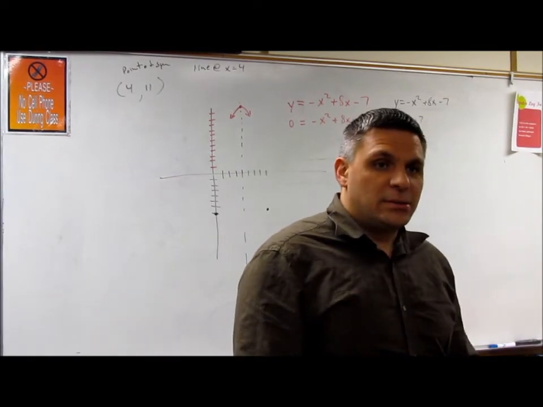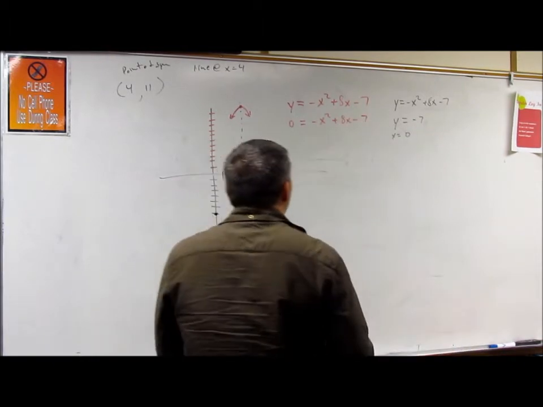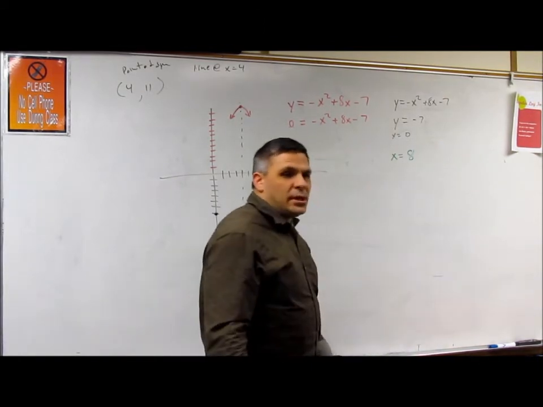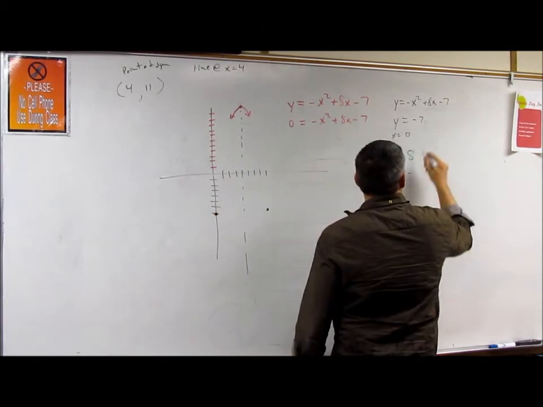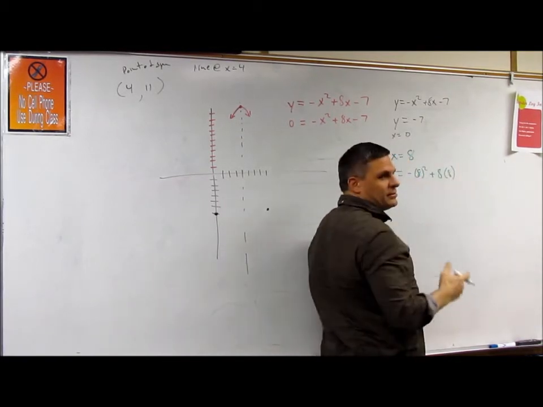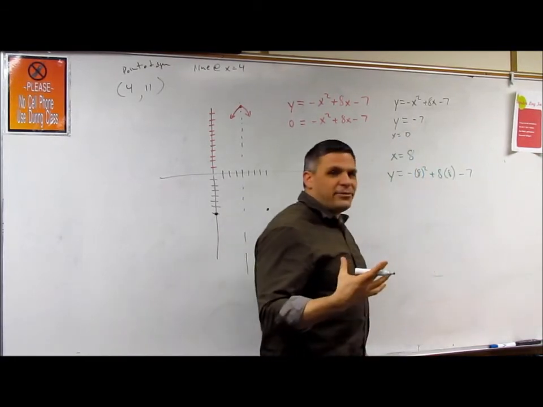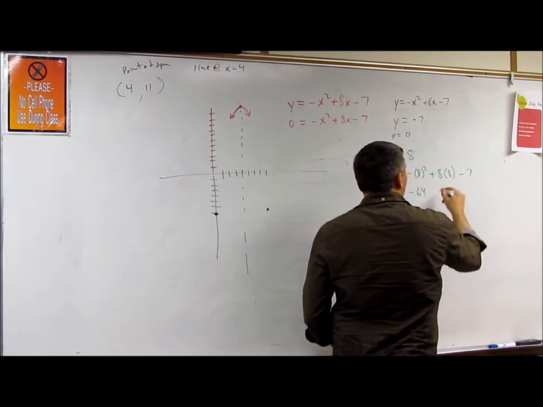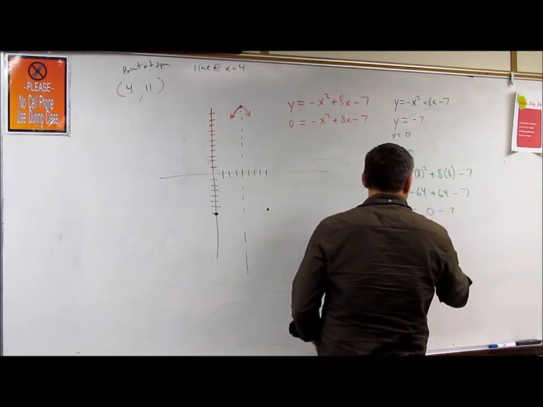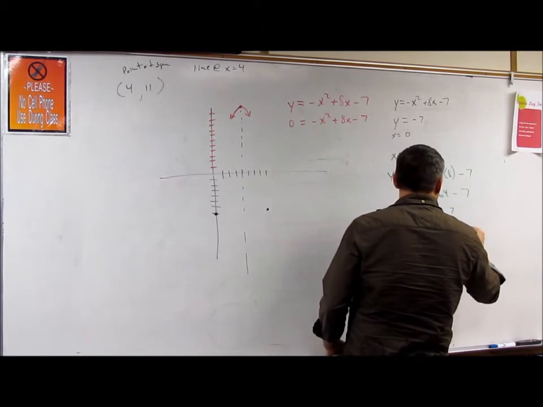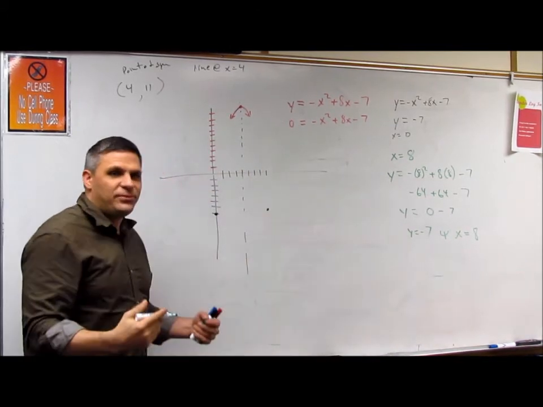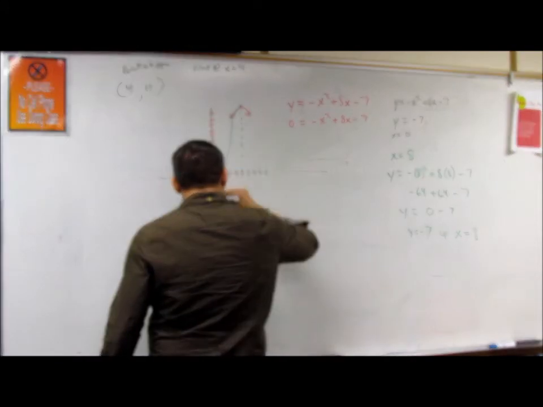So how do you know you're right? Check it. Plug it in at x equals 8 and see if you're right. y would equal negative 8 squared plus 8 times 8 minus 7. Anything look familiar here? 64, so negative 64 plus 64 minus 7. 0 minus 7. y equals minus 7, whereas x equals 8. So you have that point. Boom. You proved it. This is your graph.